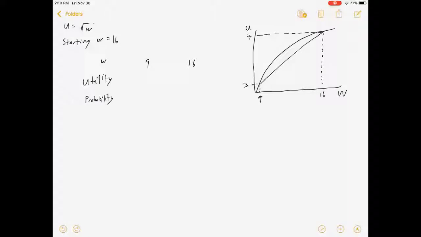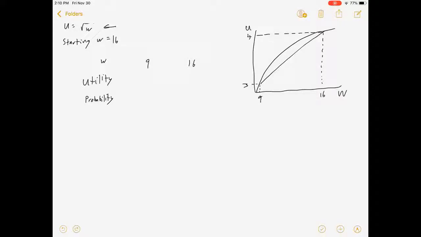So let's introduce him. For starters, his utility is the square root of W, where W is his wealth, or you could call it wage or whatever, it doesn't matter. Whatever his payoff is. We're going to start him out at 16 bucks.